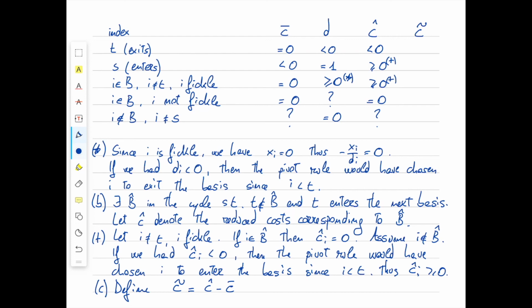Now in the first row, for the index t, we have that c hat is negative and c bar is 0, so their difference is negative. In the second row, for the index s, we have that c hat is greater than or equal to 0 and c bar is negative, therefore their difference is strictly larger than 0. For the next row in my table, I have that c hat is greater than or equal to 0 and c bar is equal to 0, therefore the difference is greater than or equal to 0. In the next case, they're both equal to 0, so the difference is again equal to 0. And finally, in the last row, I don't know, but it doesn't matter, so I'm going to put a question mark.